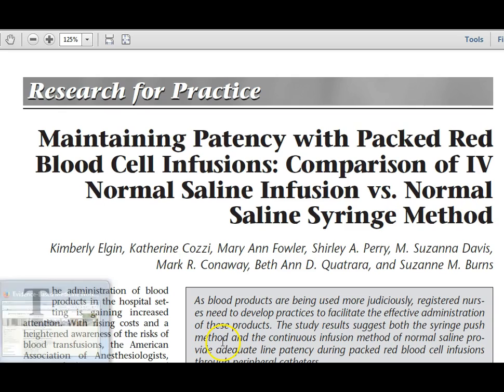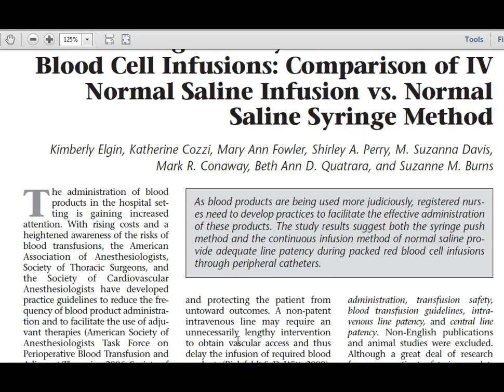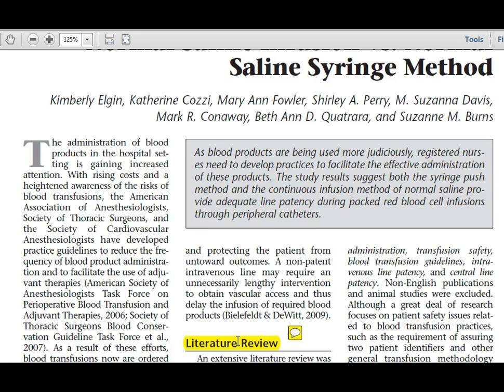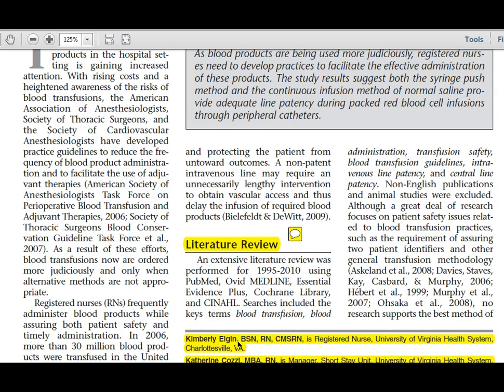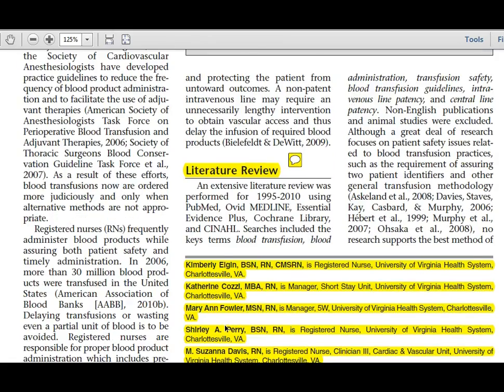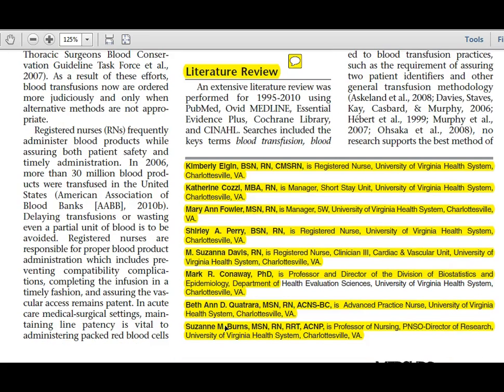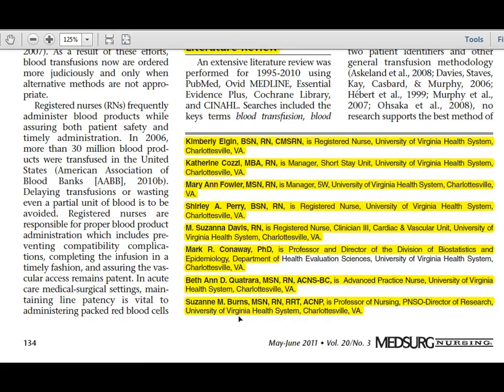So here's our study, Maintaining Patency with Packed Red Blood Cell Infusions, comparison of IV normal saline infusion and normal saline syringe method. So let's scroll down and take a look at some of the aspects of this study. So you can see there's a literature review spelling out what databases were reviewed and what years and other limits were placed on that search. You can see that the authors of the study are spelled out. Many of them are nurses. There's PhDs, giving authority to the authors.